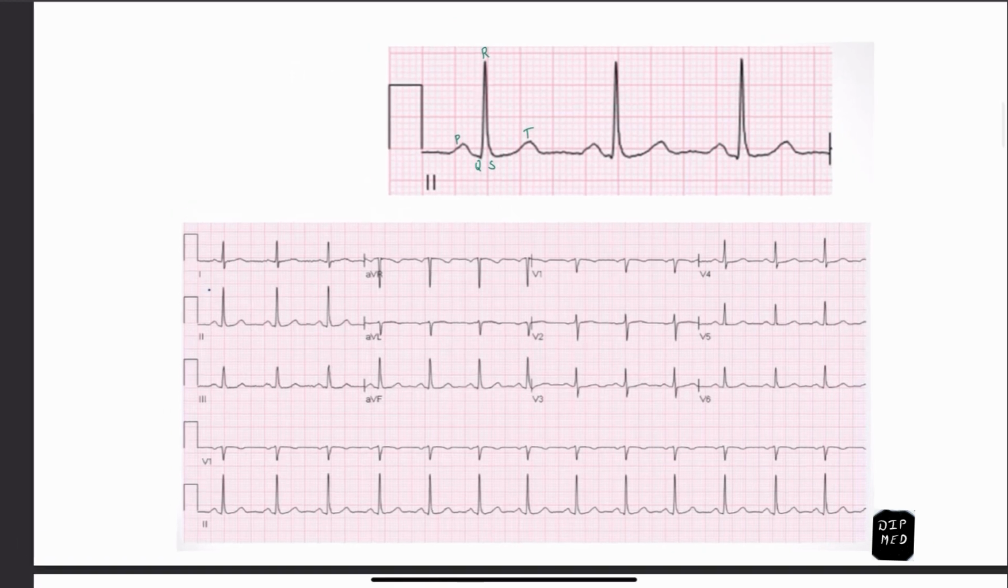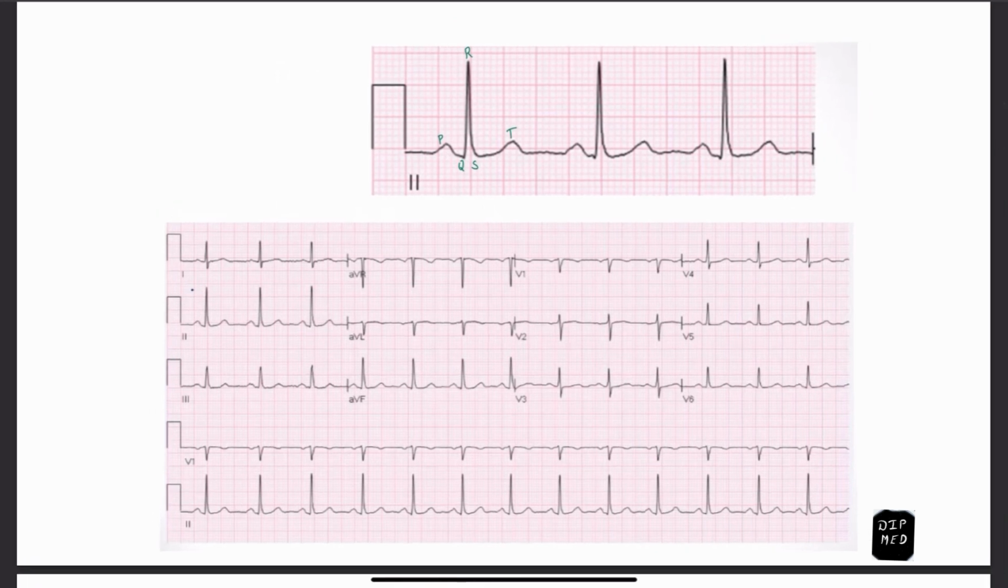Here is a normal 12 lead EKG. 12 lead because there are 12 different recordings of the heart's electrical activity. We have lead 1, 2 and 3 on the left side. Then we have lead aVR, aVL and aVF. These 6 leads are also called limb leads. Then we have lead V1, V2, V3, V4, V5 and V6, which are also called chest leads or precordial leads.